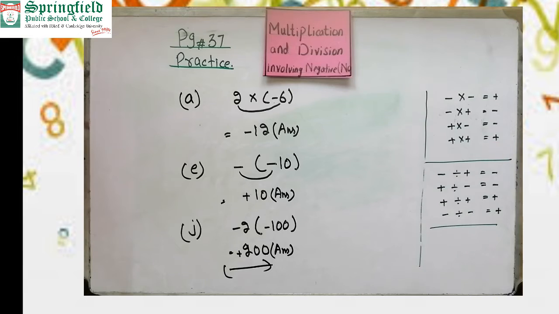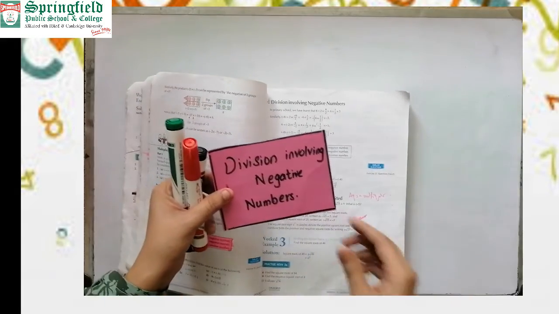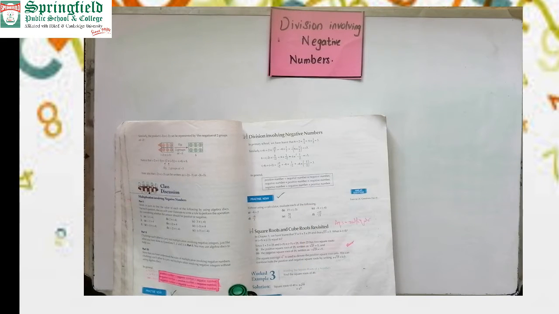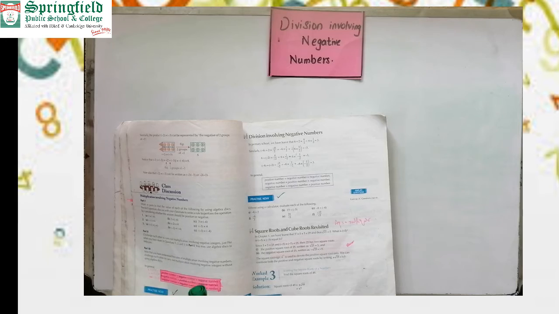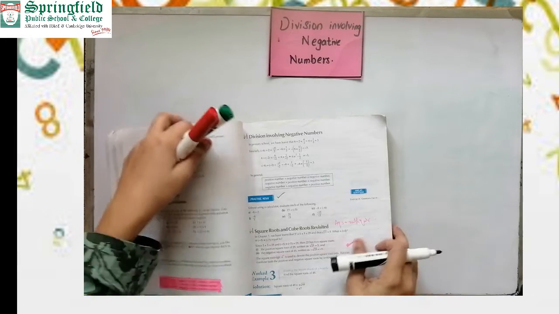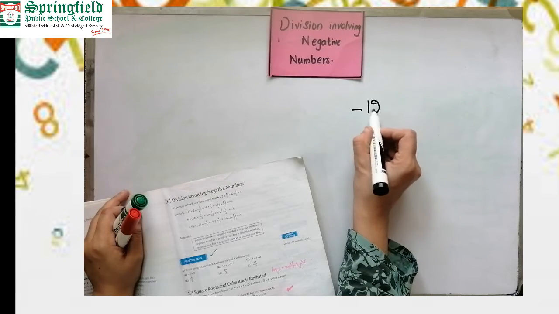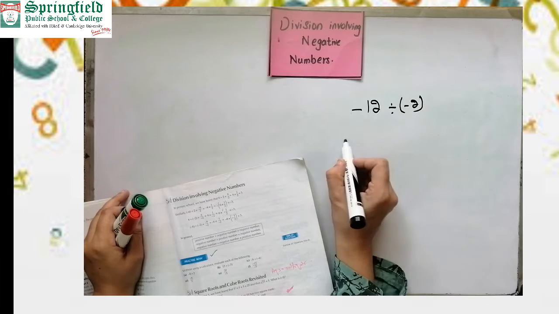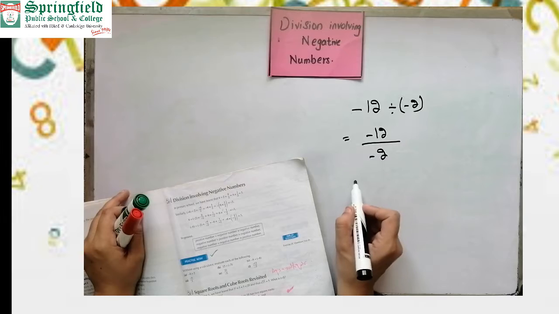Okay, now come on the second topic. Second topic is division involving negative numbers, that how we can divide 2 or more negative numbers. Fine? Okay, now let's suppose there are 2 numbers, and the first one is minus 12 and they are saying divide by minus 2. So what will be the answer? Minus 12, then write down minus 2 in division form.